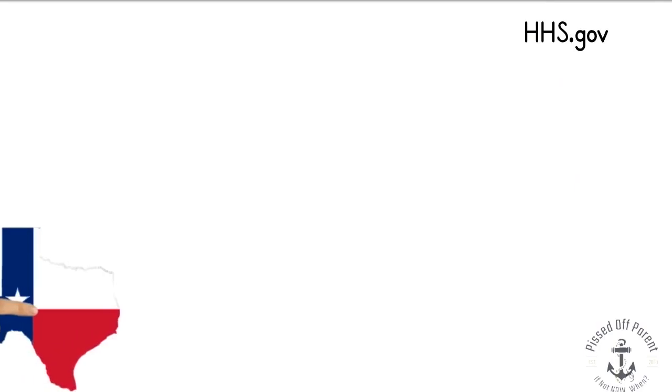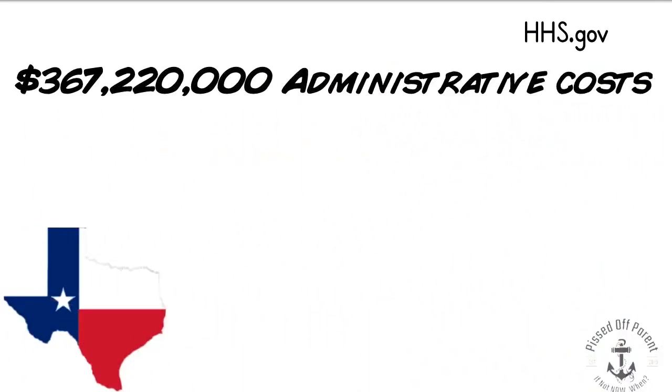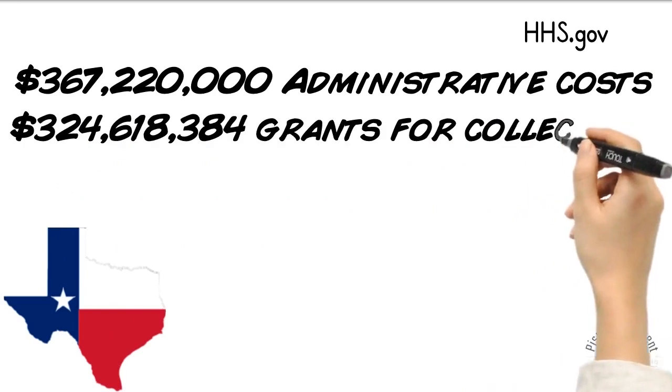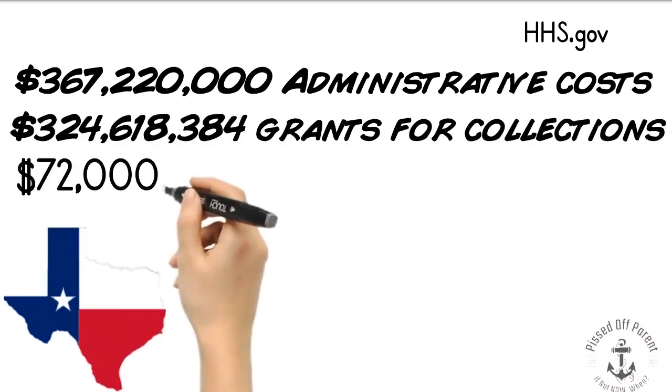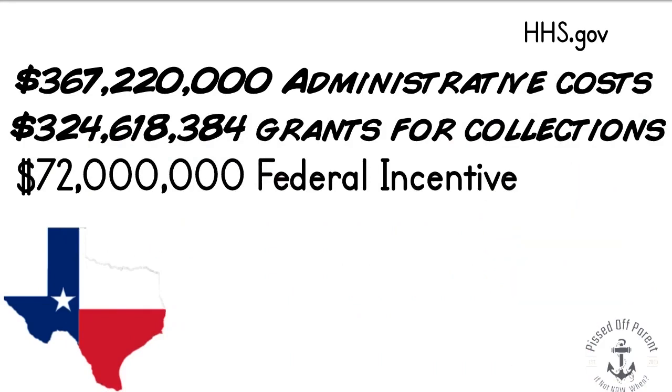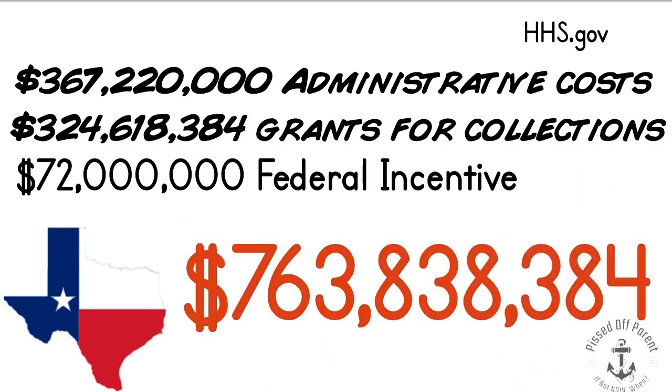Here's 2016's Title 4D data straight from the HHS.gov website. For Texas, $367 million in administrative costs. This pays for the 2,200 OAG employees. $324 million in grants for child support collections. And since Texas was so good at collecting, a $72 million bonus check. That's $763 million of your tax dollars.